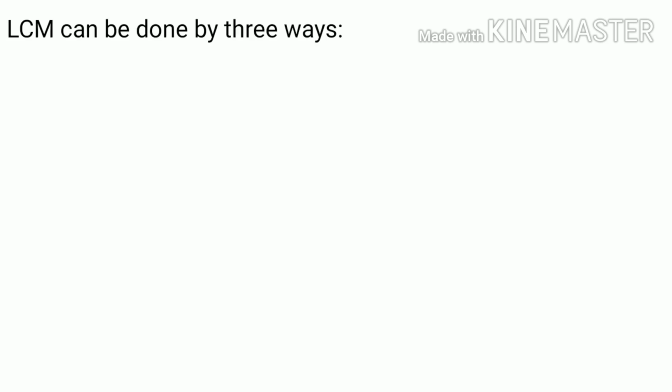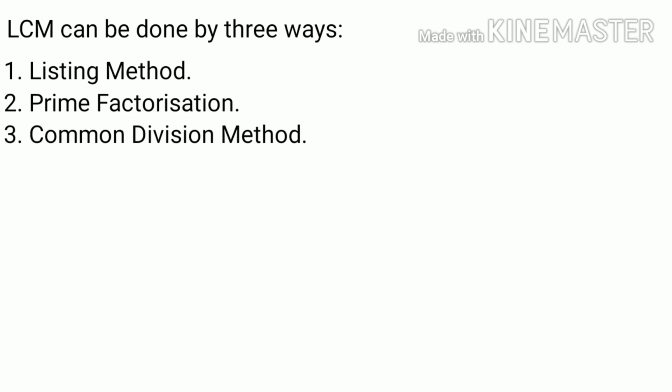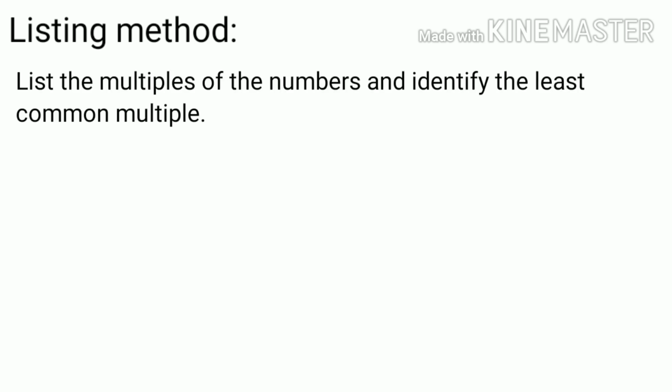So LCM can be done by three ways. 1. Listing method. 2. Prime factorization. 3. Common division method. Let us first discuss about the listing method. In listing method, we can list the multiples of the numbers and identify the least common multiple.